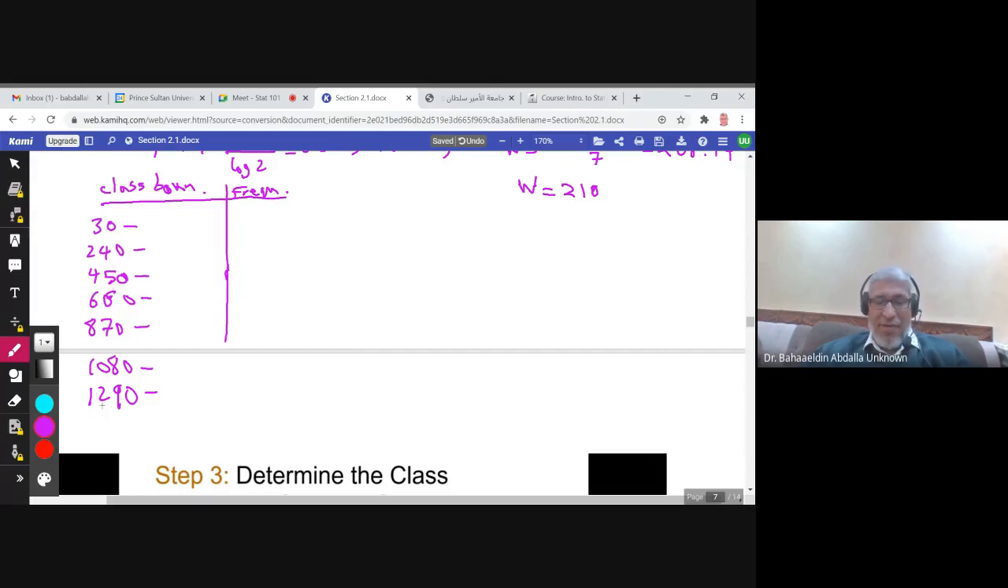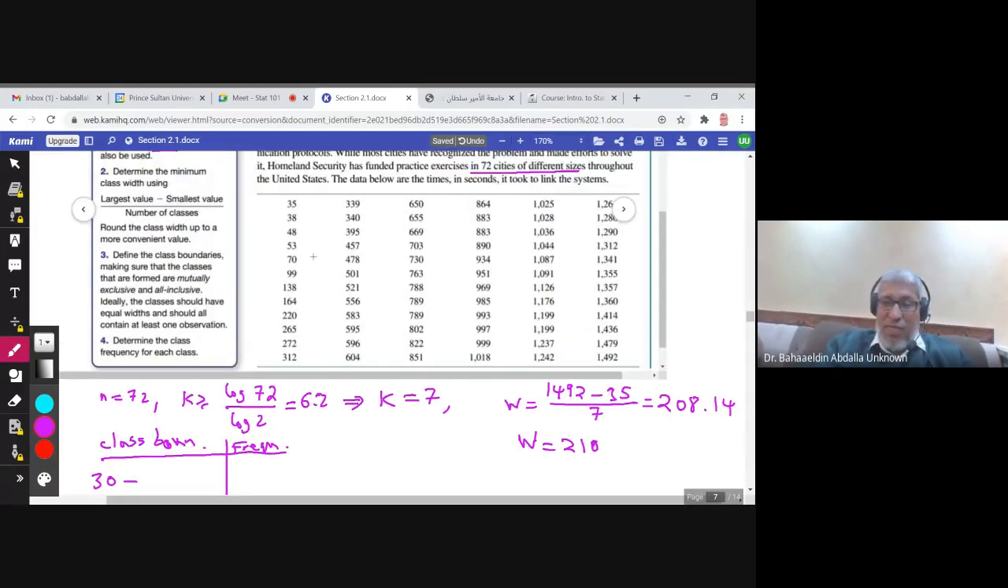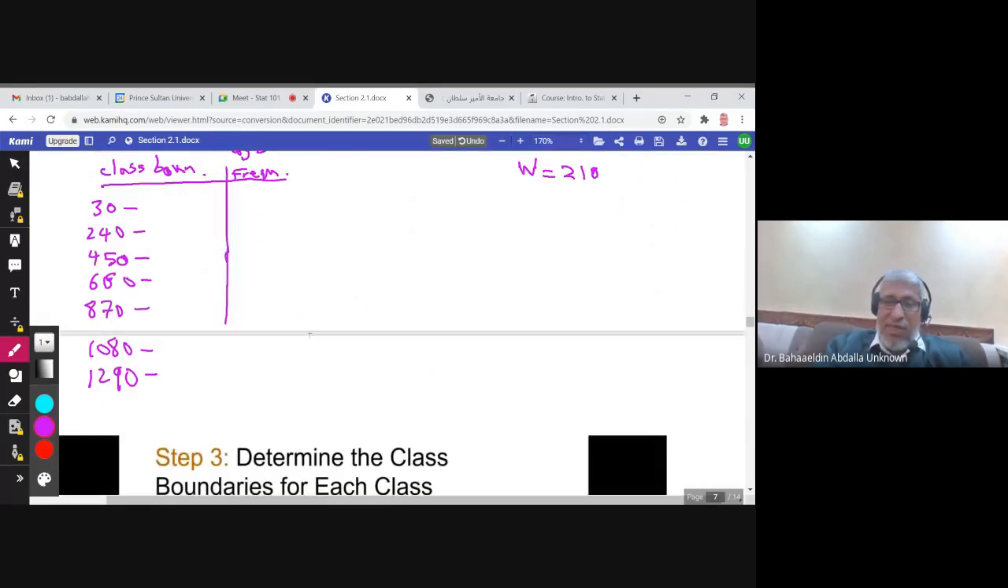Let us count how many classes: 2, 4, 6, 7. Good. We have 7 classes. We need to make sure 1492 will be included in the last class. So what is the right limit of the class? If 240 is in the second class, then 239 should be in the first class. Here, 240 minus 1. And now you can add 210 again, or you can subtract 1 from 450.